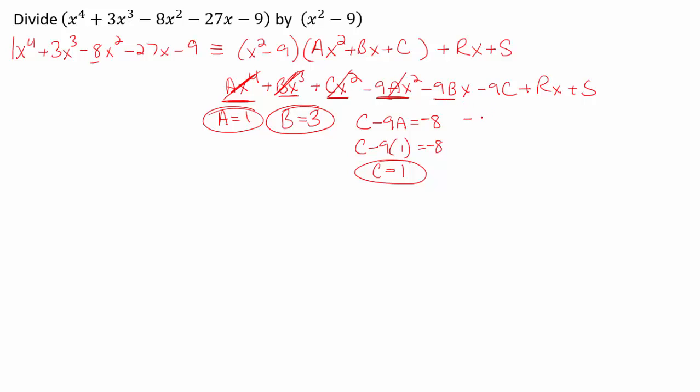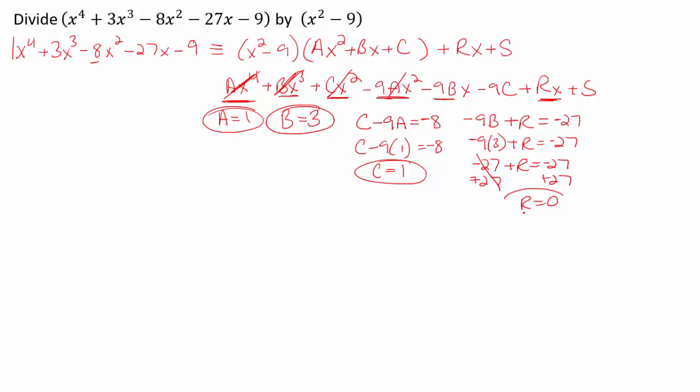Negative 9b in front of an x term, and rx, so plus r, is going to give me the coefficient that occurs in front of my x term here, which is negative 27. Okay, so now I know what b is, and I need to plug that in. So this is negative 9 times b is 3 plus r must be equal to negative 27. And this negative 9 times 3 gives me negative 27. So you guys can figure this out, but if I add the 27 to both sides, I'm going to get that r equals 0. These two I've used.